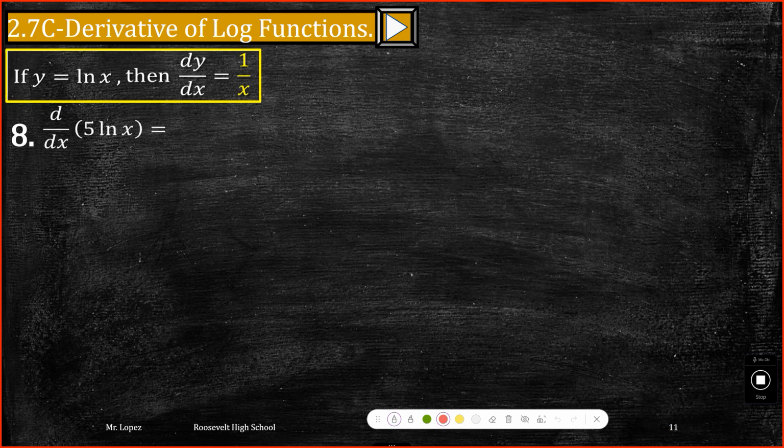Put it into practice. What would be the derivative of 5 times ln x? Well, 5 is just a constant, leave it alone, and the derivative of ln x is 1 over x, which would be 5 over x.